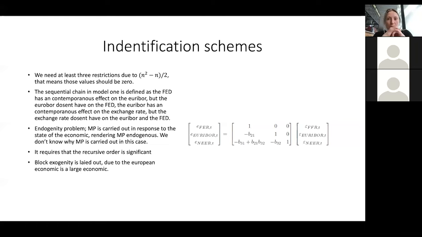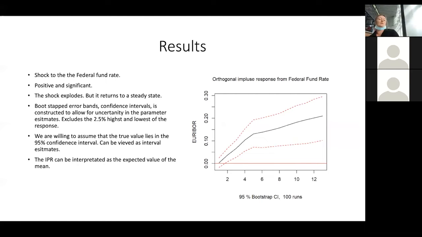But I don't do this because the European Union is a big economy, so it likely has some spillover effects on the US. Maybe if I took spillover effects from the US to Denmark, we could impose the block exogeneity assumption, where Denmark has absolutely no effect on the US economy, or vice versa. So these are the results for the first one. Here we see a shock to the federal funds rate and how it affects the Euribor rate. This is significant.